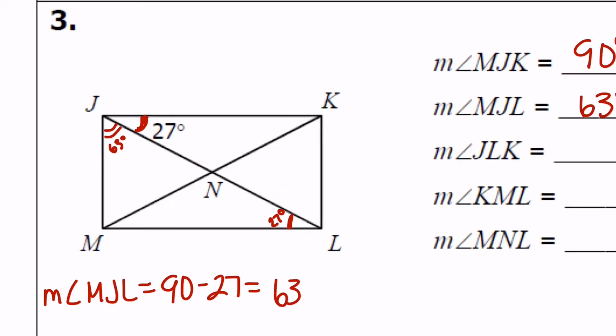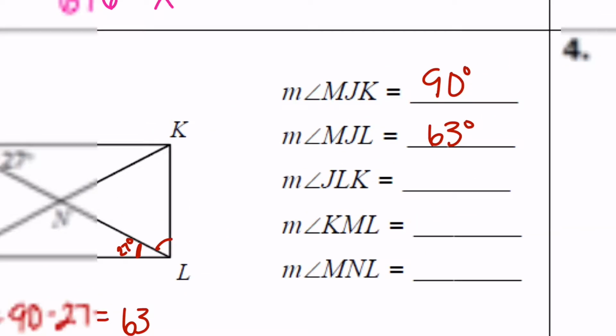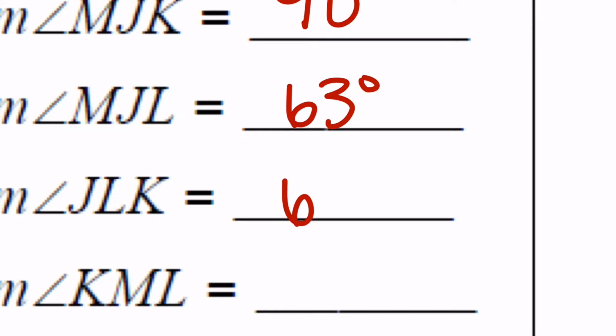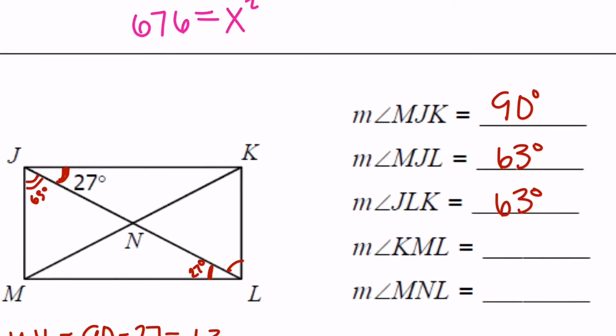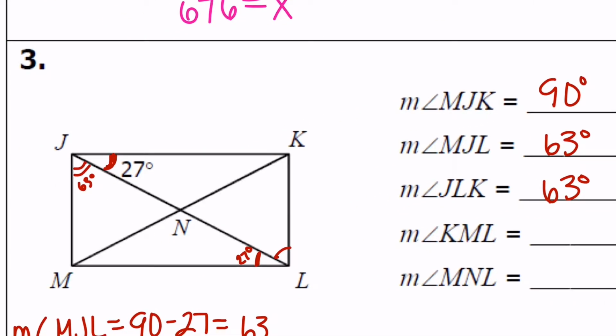Okay, moving on. Now I need to find JLK. That's this one right here. Lucky for us, this one is an opposite interior angle of the one I just found. So that means that JLK is also 63 degrees. Then I need to find KML.